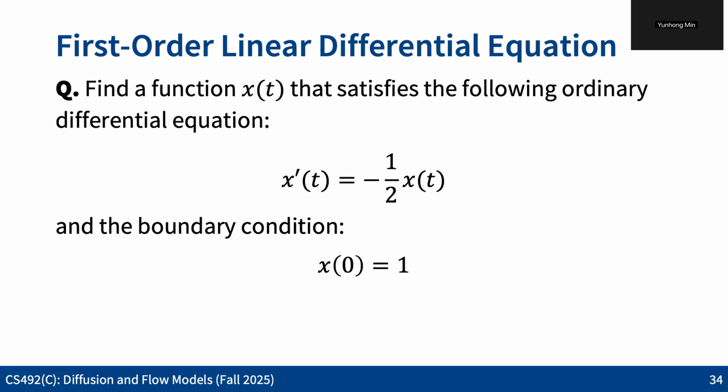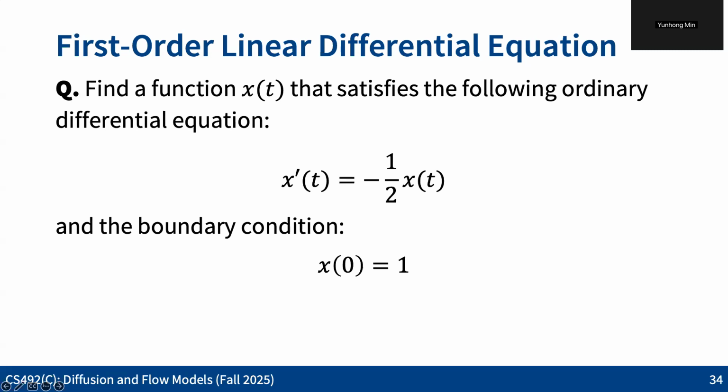Can you try yourself? Did you all get the answer? It becomes very simple, right? It's basically the exponential of minus 1 over 2 times t.